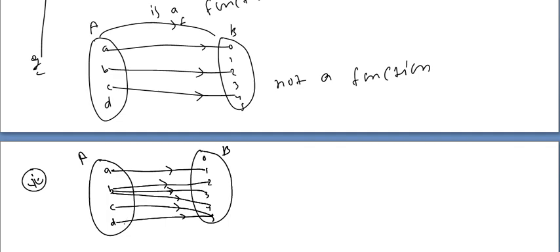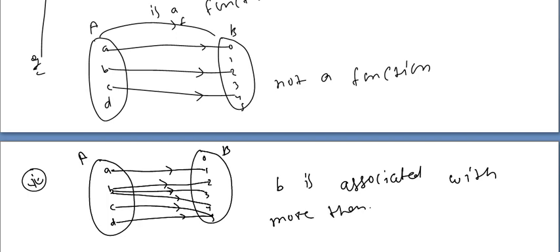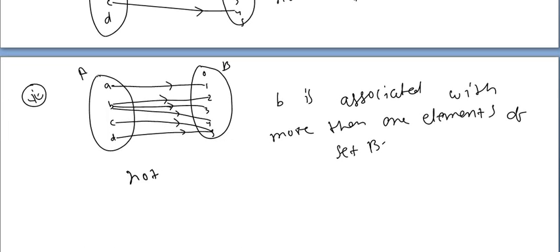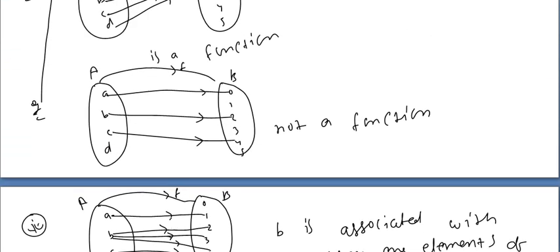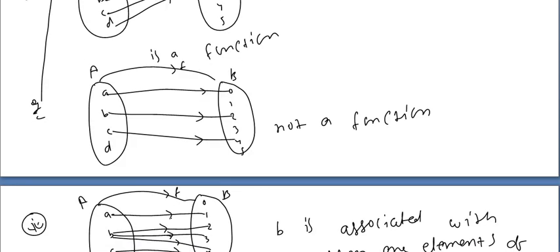Also c and d have no problem. c and d are fine, but b is associated with more than one element of set B. So it is not a function, because a function is defined from set A to B. Just revise this example many times. I hope you will be clear about these concepts.